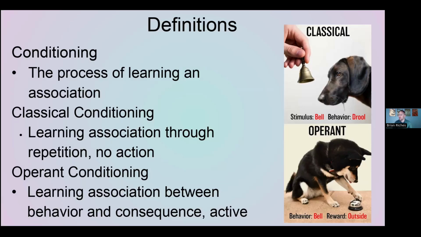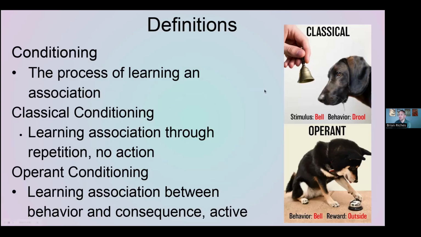So classical conditioning is like this upper example here. There is a stimulus and you have a behavior and they are associated with each other, but there's no action on your part or the organism's part or the dog's part. So operant conditioning is active. You do something and you have a consequence and you associate the behavior with the consequence. That might be a reinforcing consequence, making it more likely that you do it again, or a punishing consequence that makes it less likely you will do that behavior again.